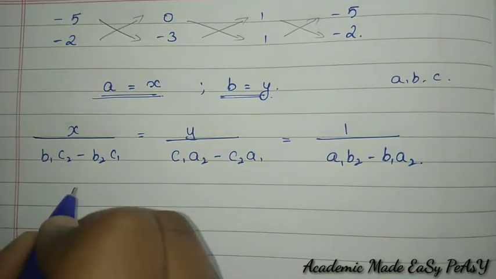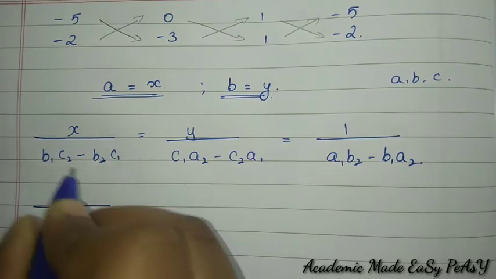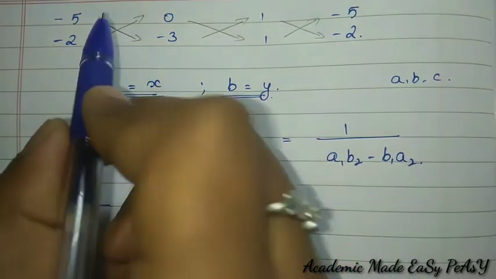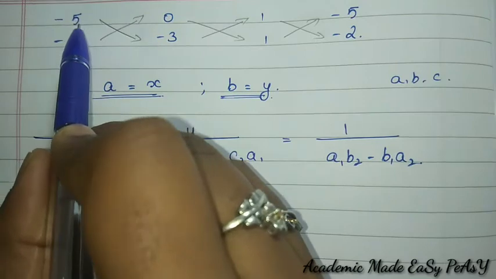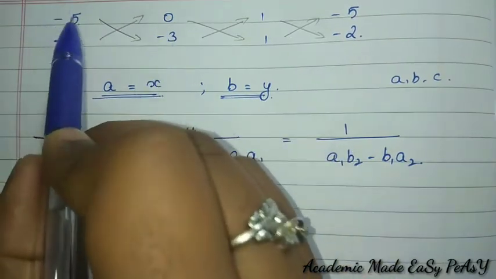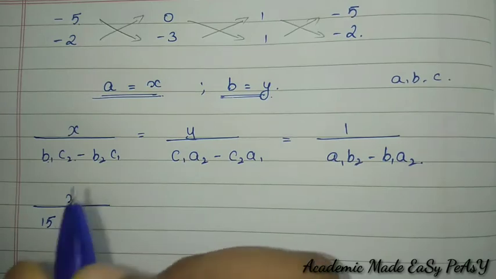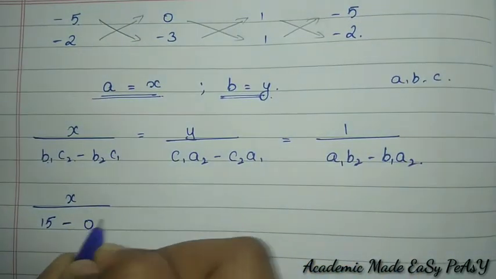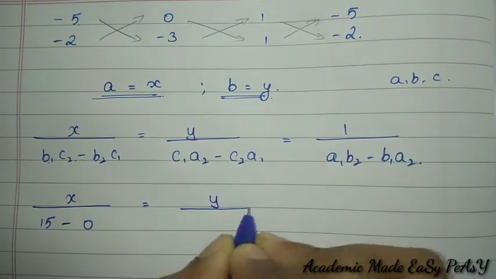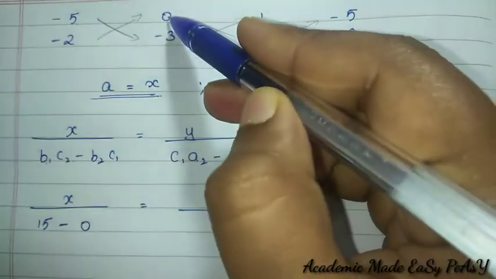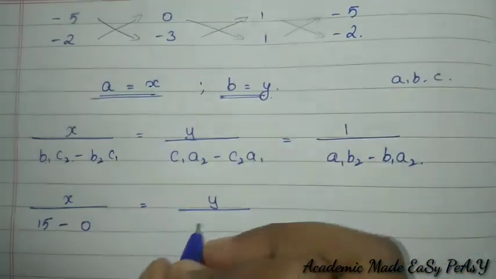Now x divided by b1 c2. My b1 c2, it is minus into minus is plus. So 5 3s are 15. So 15 minus 0 is equal to y divided by my c1, which is 0. 0 into something is 0 only.